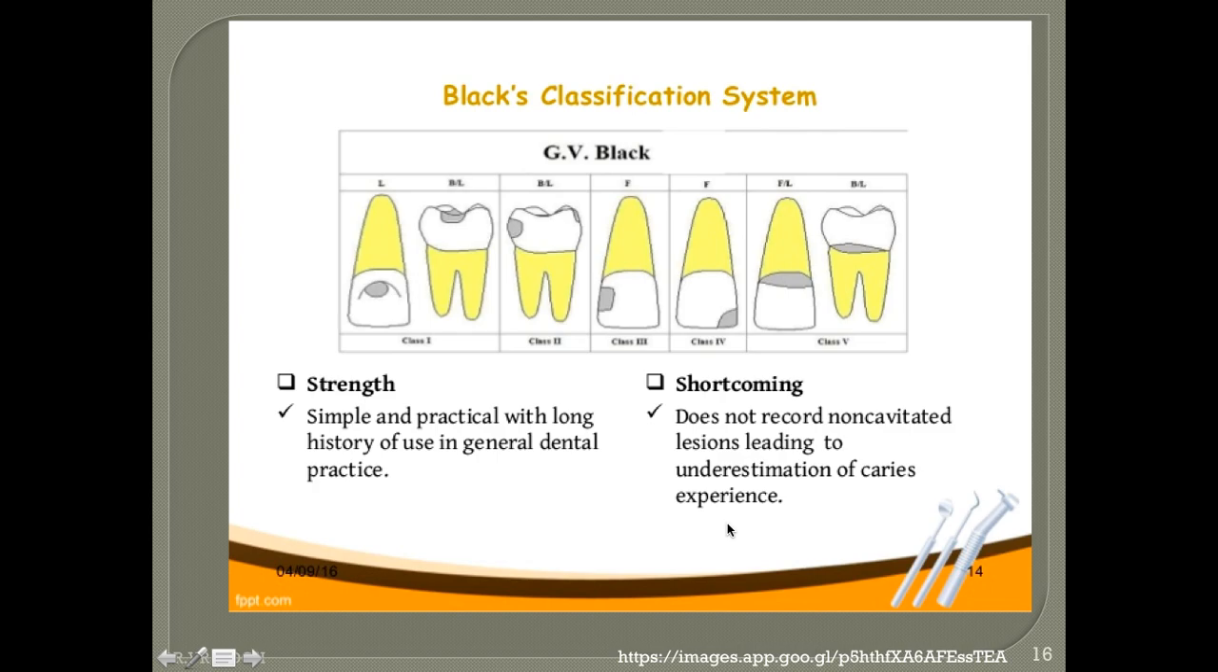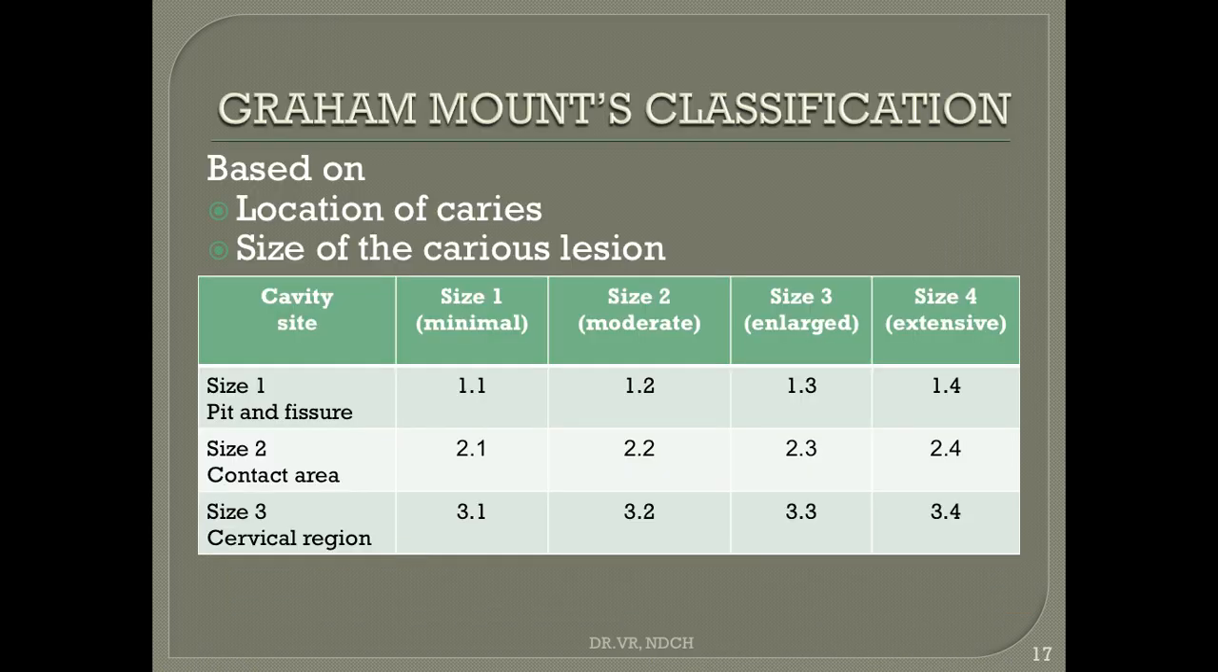So we have yet another classification system which was proposed by Graham Mount. It's called the Graham Mount classification. Now this is based on the location of caries and it takes yet another parameter, that is the size of the carious lesion. So depending on these two parameters, that is the cavity site and size: minimal, moderate, enlarged and extensive. So you have four sizes over here.